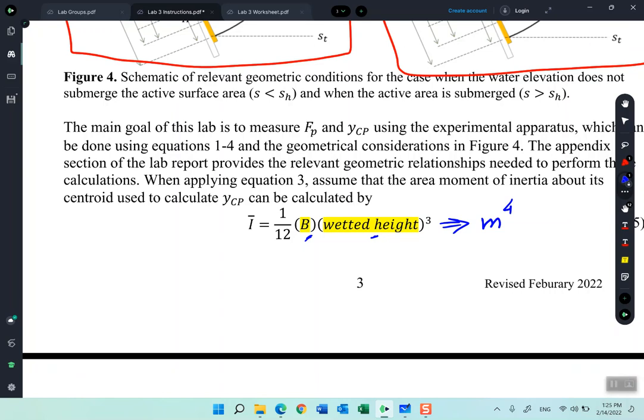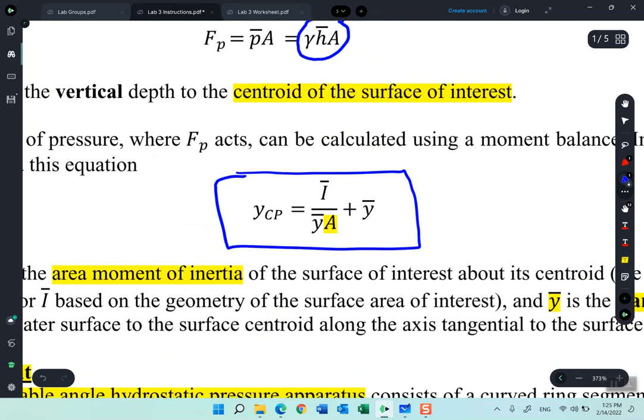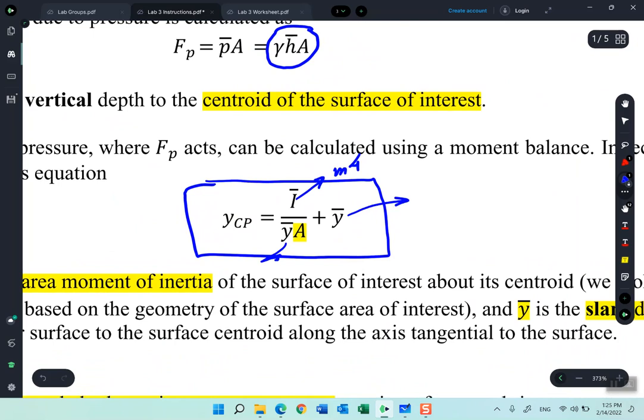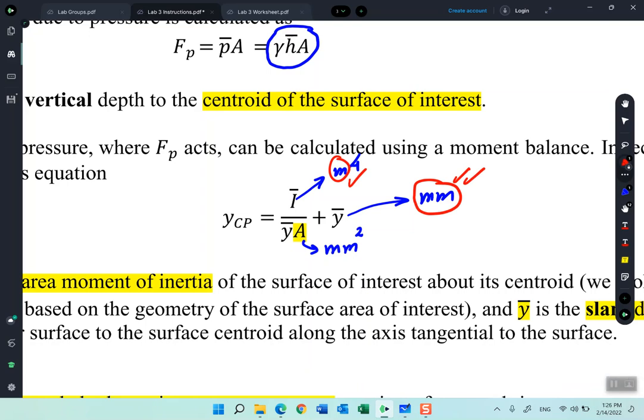So why am I stressing on that? Because in this equation, you will have three parameters: I with units of meter to the power 4, y bar, typically in millimeters, and area, typically in millimeters squared. So we should do something first before plugging in y bar, A and I bar. You should unify the units either to meters or millimeters. You can decide. But don't plug in numbers without considering the units. This will ruin your calculations.